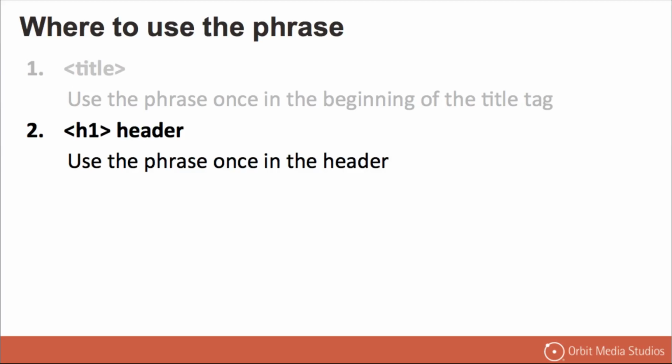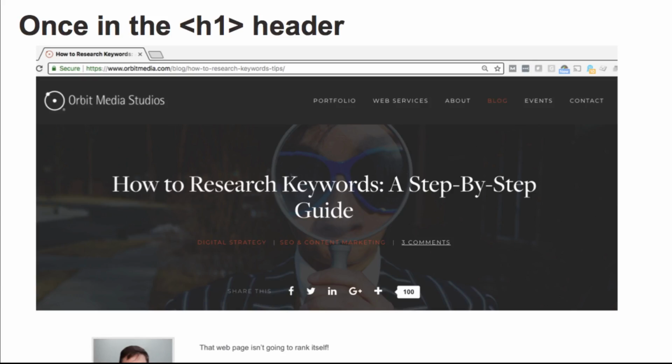So the next most important place would be in the header. The header is on the page. It's at the top of the page. It's like the headline of the page. And you should use the target key phrase once in the header. Here's a screenshot of that same article, How to Research Keywords. And there it is. It's at the top of the page. That's the H1 tag. It is the headline. Oftentimes, but not necessarily, the same as the title tag.